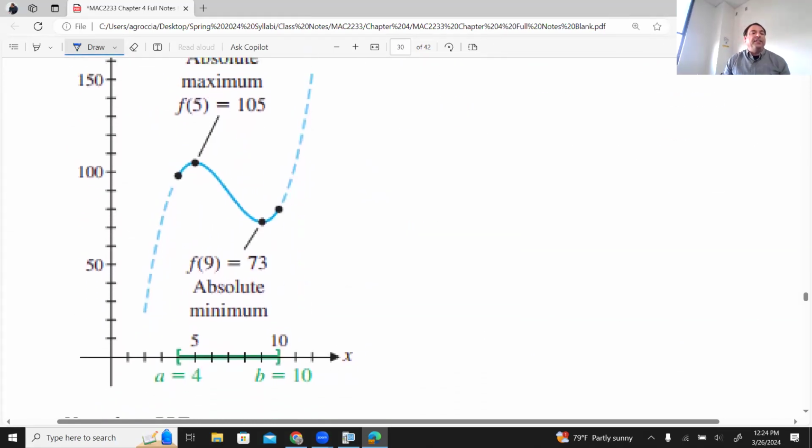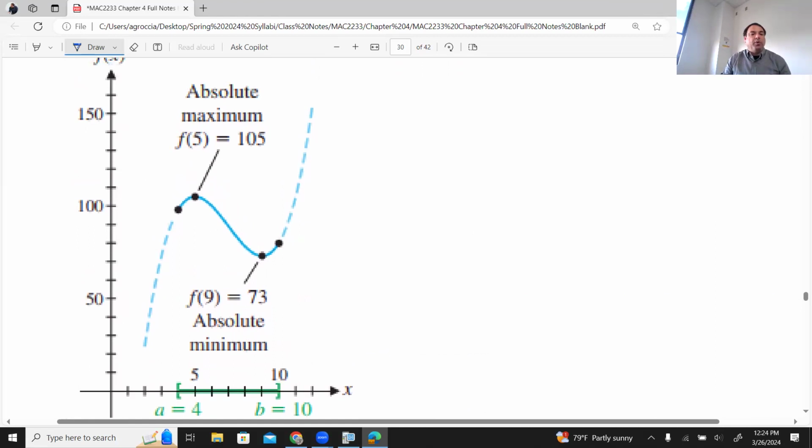Here's another one. Now they basically took some parts of it off. So this, again, only what you see in the bold line. This would be an absolute max. This would be an absolute min. This would be a what?